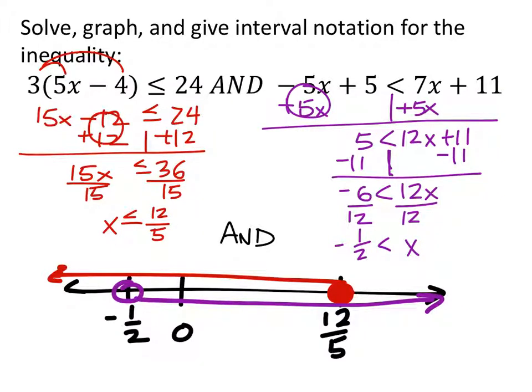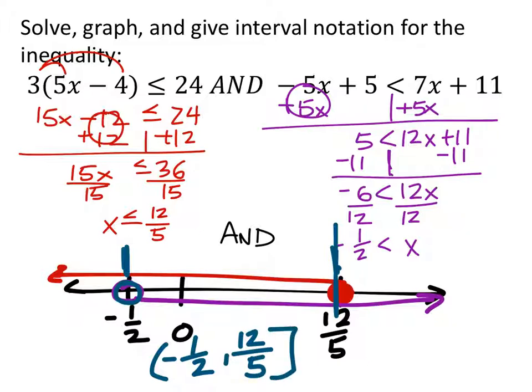But once again, we're just looking for the intersection on these. So I can see that they start intersecting at -1/2. Now that's an open circle there, so it's not included, that -1/2. And then it goes all the way to the 12/5, and that's where it stops intersecting.